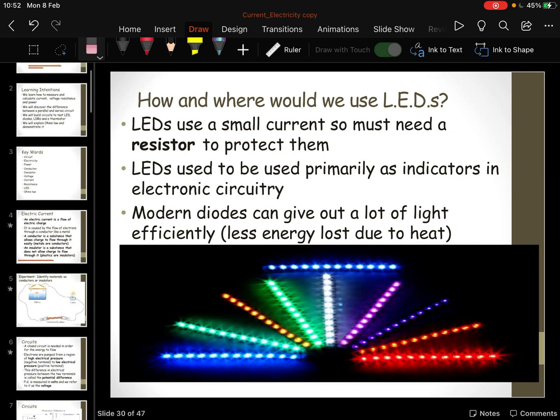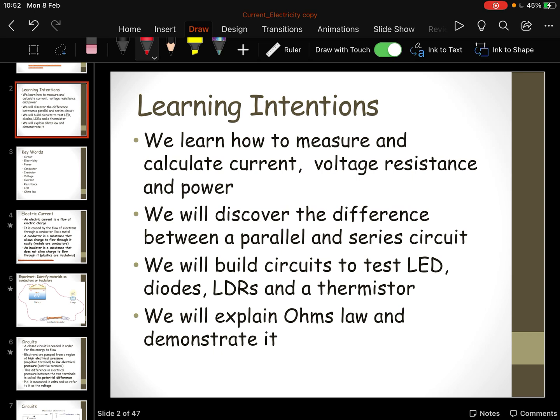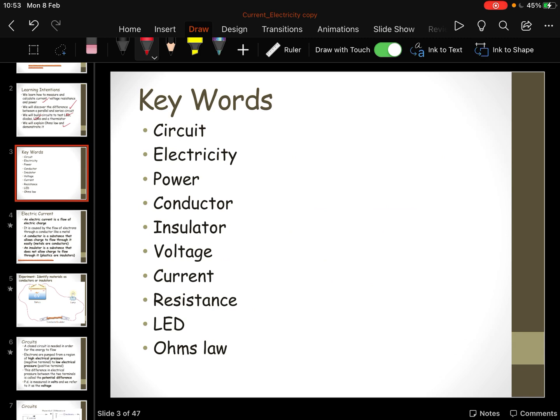And we'll go back to our learning intentions. So where are we here with this? Our learning intentions were set in the first video. We learned parallel and series circuits. That has been done. Build circuits that test LEDs, diodes, LDRs, and a thermistor. Before school closed, we did most of those, an LDR and LED, but we don't have thermistors, so we couldn't test that. And Ohm's Law we did today.